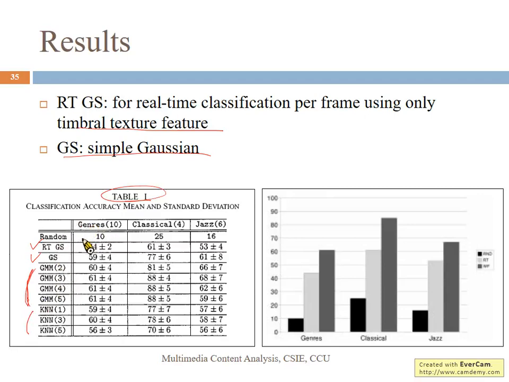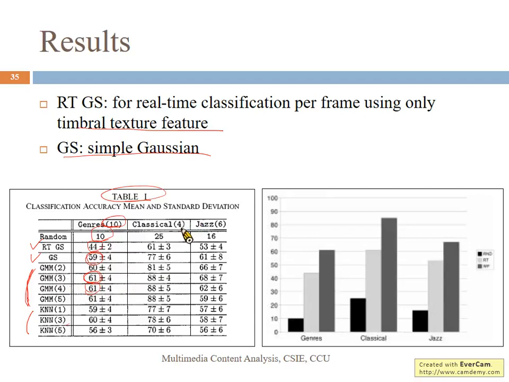And to classify the music into one of the 10 big music genres, random guessing gets 10% accuracy. If we use only timbral features, we get 44% accuracy. With simple Gaussian, we get 59%, and with Gaussian mixture model, we can get 61% accuracy if we take a Gaussian mixture model with 3 Gaussian mixtures or 4 Gaussian mixtures. And the KNN classifier has a slightly worse performance than the Gaussian mixture model.